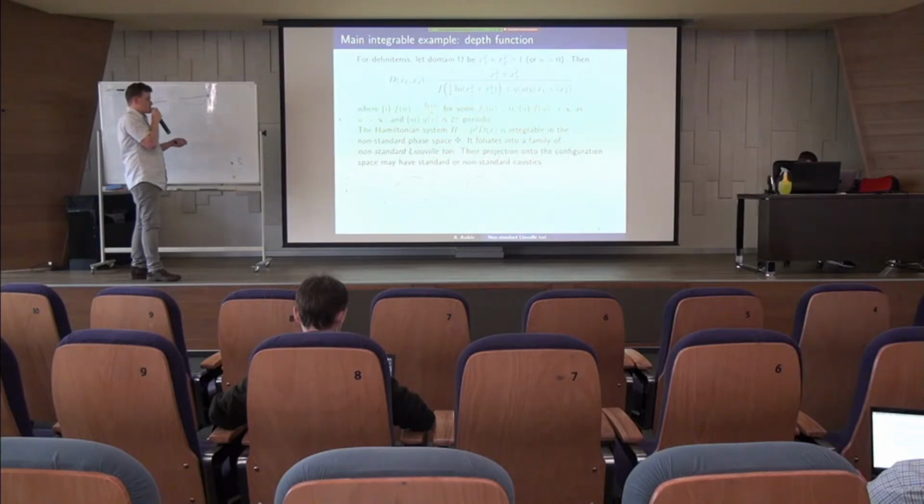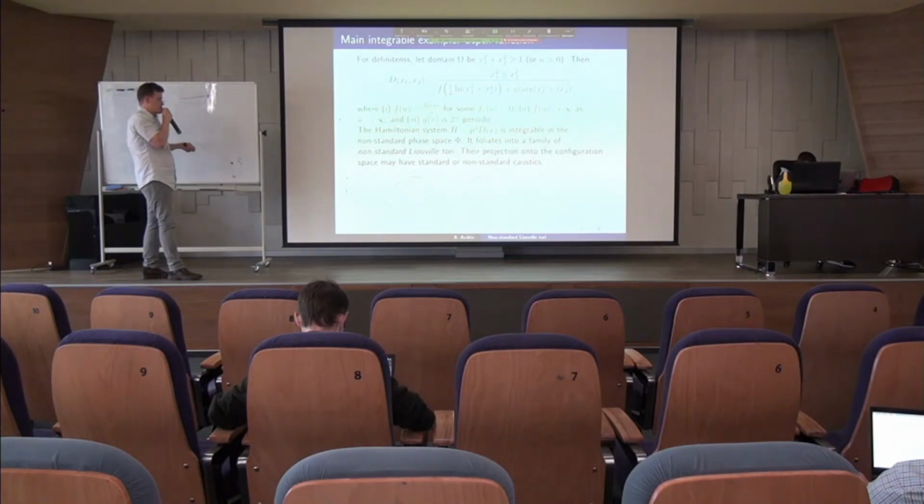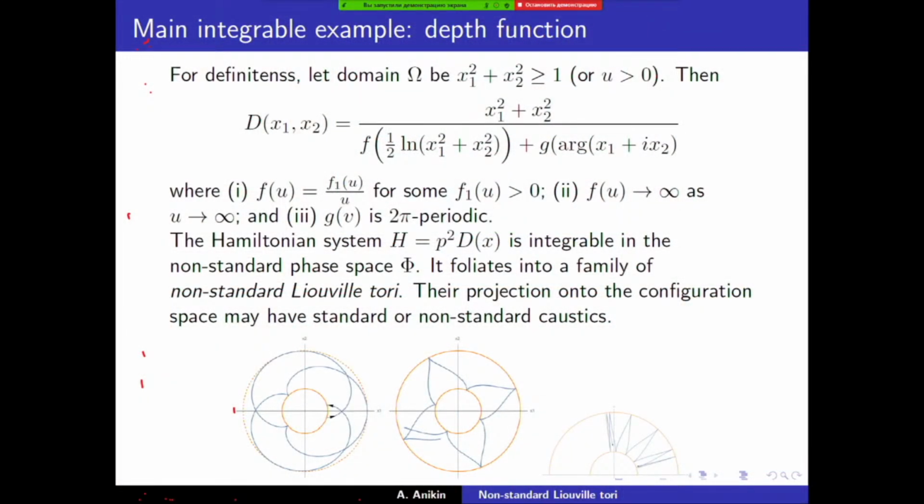Okay, and in this case, it turns out that the Hamiltonian system is integrable in the non-standard phase space. It means that both the Hamiltonian system and the first integral are extended into the extended phase space, and this phase space foliates into a family of non-standard Liouville tori. Well, from the point of view of classical dynamics, these tori are quite standard because in classical mechanics you have a symplectic manifold, and who cares whether it is a cotangent bundle or not. But from the point of view of semi-classical asymptotics, it's actually very important how our tori project onto the configuration space, and so for us they are non-standard.